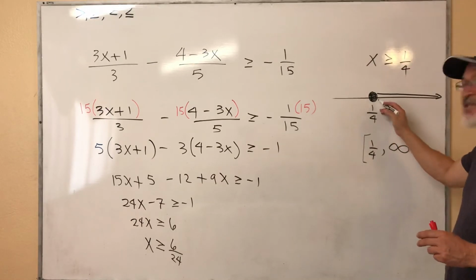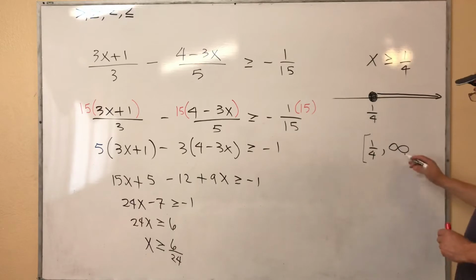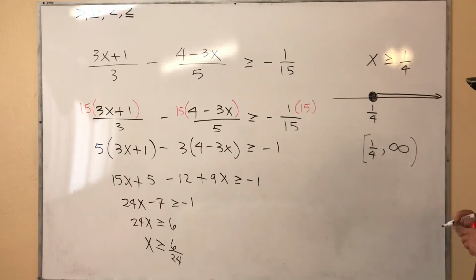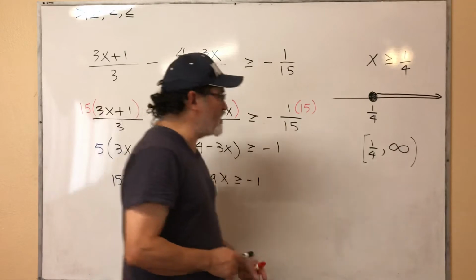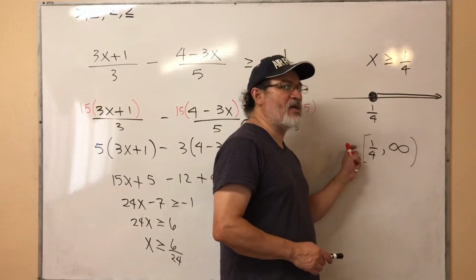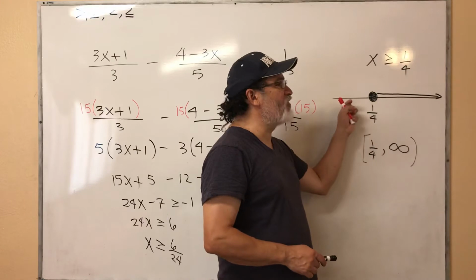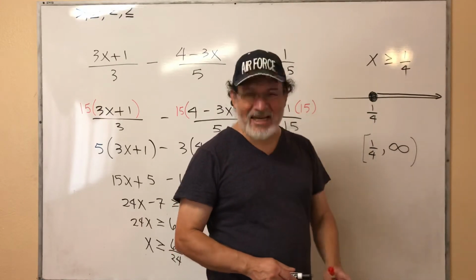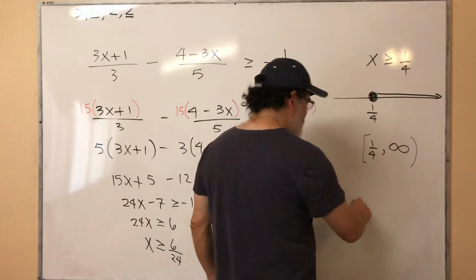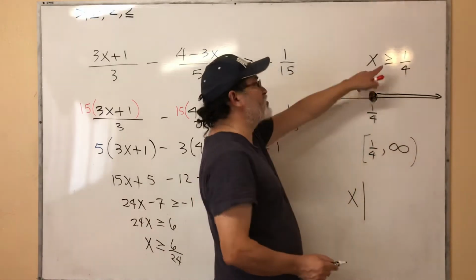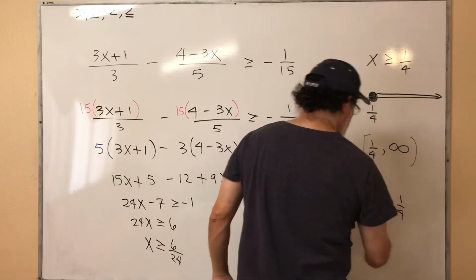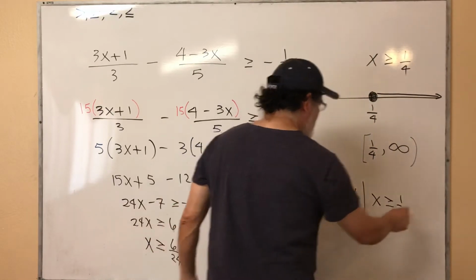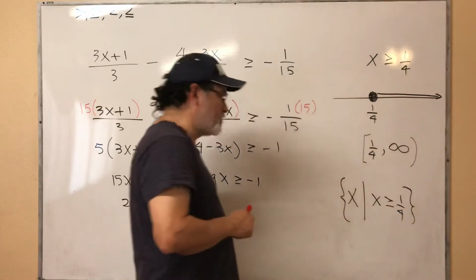If it's not shaded, it's parentheses. Infinity is parentheses, you'll never get to infinity. So you can also write it that way. What's another way you can write it? So this is interval notation. This is the graph. And one more, set notation. Set notation is x such that, and they just write this. X is greater than or equal to 1/4. And then we use set notation. And there you go.